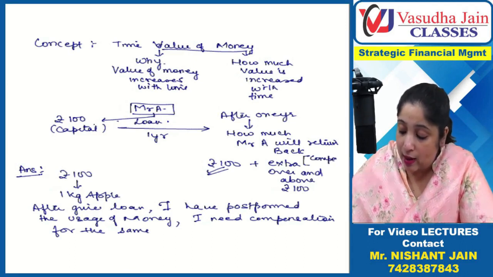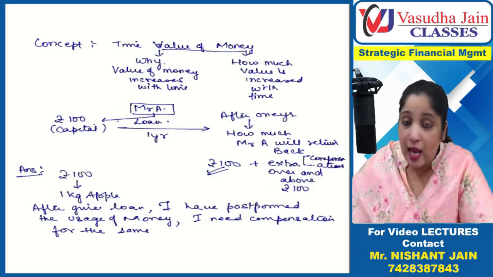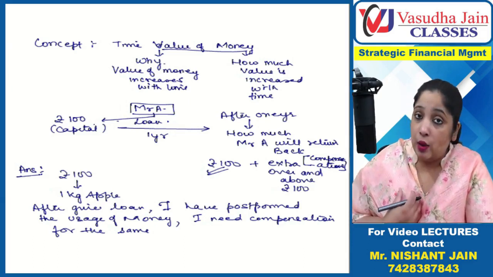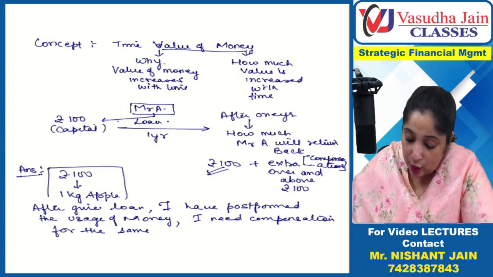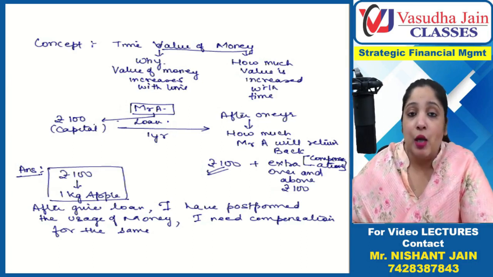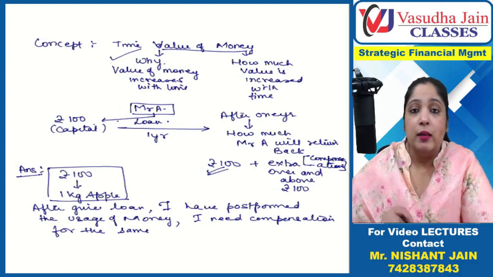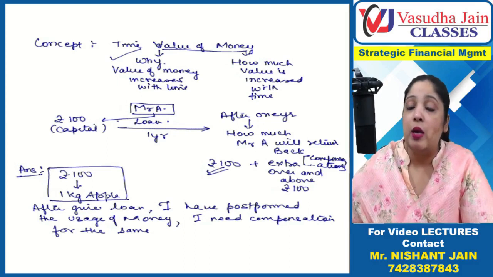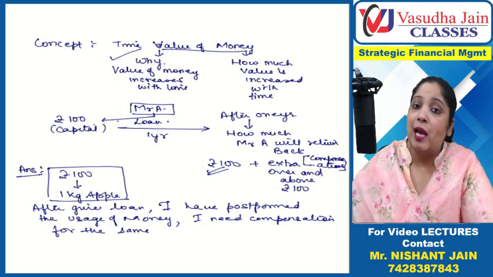So now Mr. A has understood why I should get something extra. Because I have postponed the usage of money, the consumption of money for my use. So therefore I need some compensation. Otherwise I could have purchased 100 rupees of apple, so 1 kg of apple, but I am unable to now purchase this. So hence I need some compensation. So the first question is answered. That is why value of money is increasing. After 1 year, 100 rupees does not remain 100 rupees. 100 rupees increases because the consumption has been postponed.